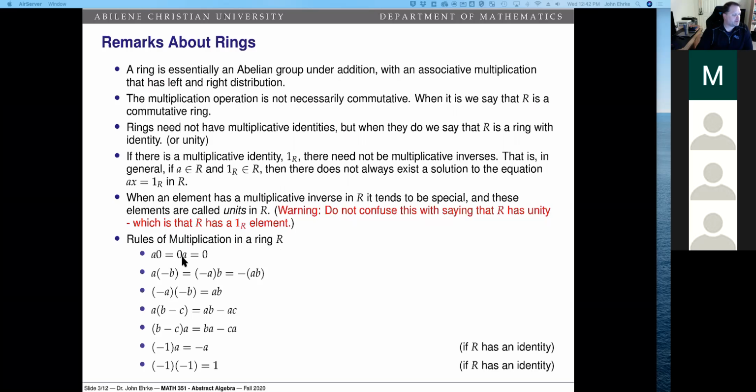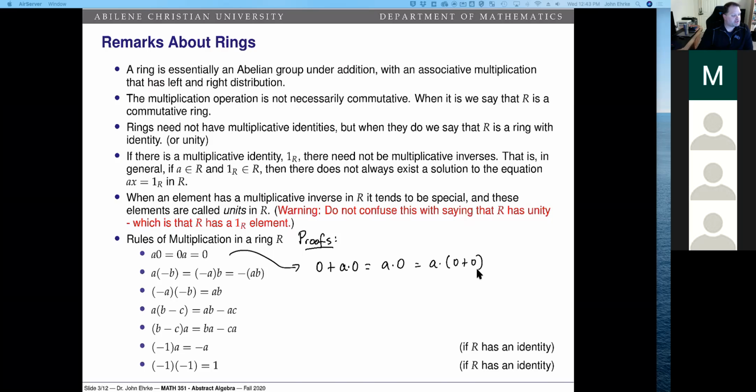A times 0 is 0 times A, which is 0. Seems fairly obvious. It's not as obvious as it seems. Here's a small proof of this. So if I wanted to prove this result, what you might think to do is say, okay, if I take 0 plus A times 0, we know from addition, 0 is the additive identity. So this is just A times 0.